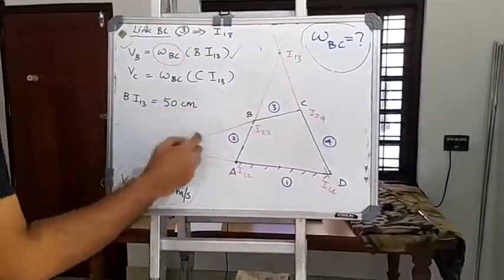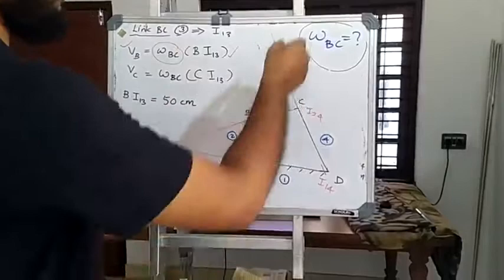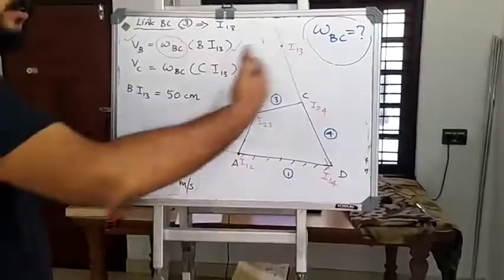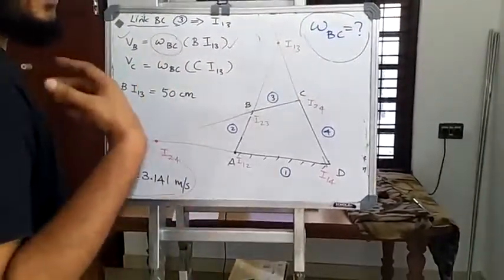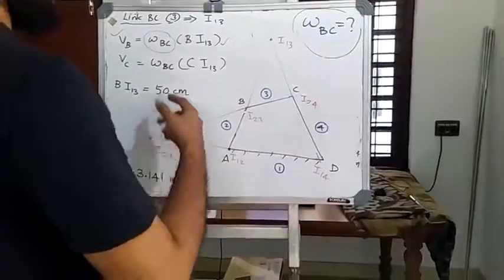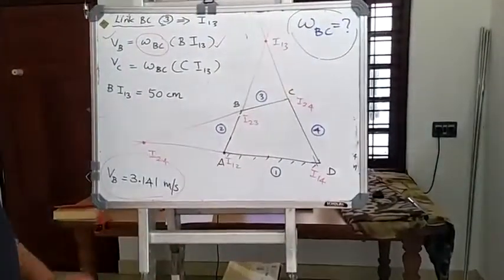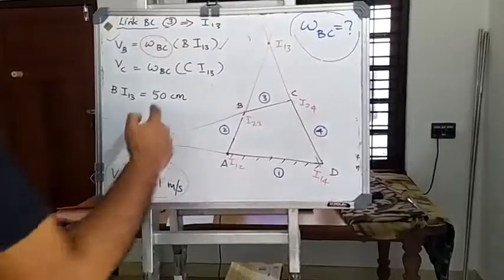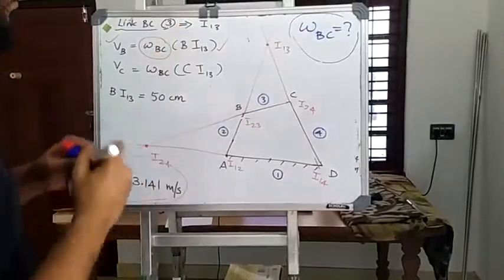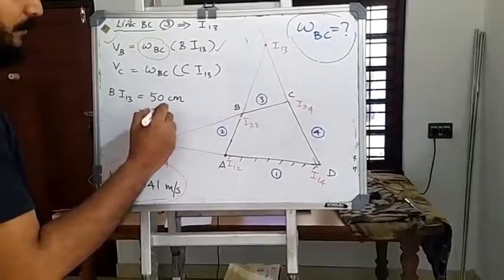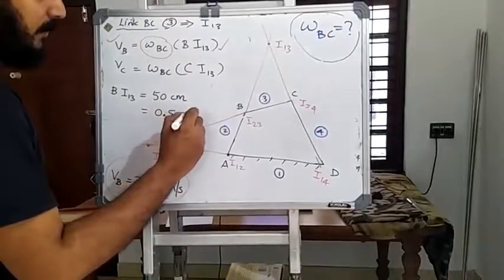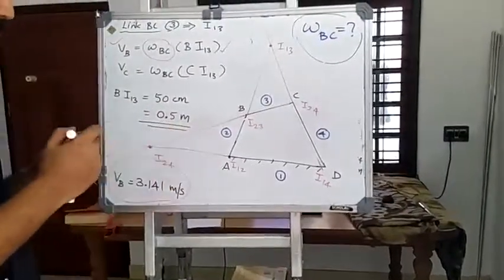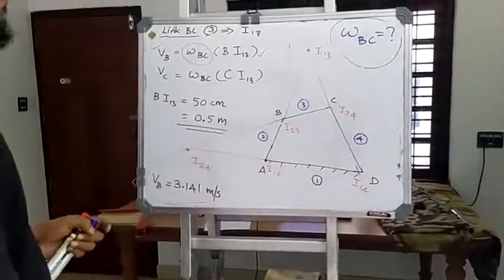Now, why are we obtaining the distances in centimeter? Because we have drawn the configuration diagram within a convenient scale using centimeter units. Hence, for finding omega BC in the standard value, we have to convert this into our standard value. So, 50 centimeter should be represented as 0.5 meters. Then only you can find omega BC.